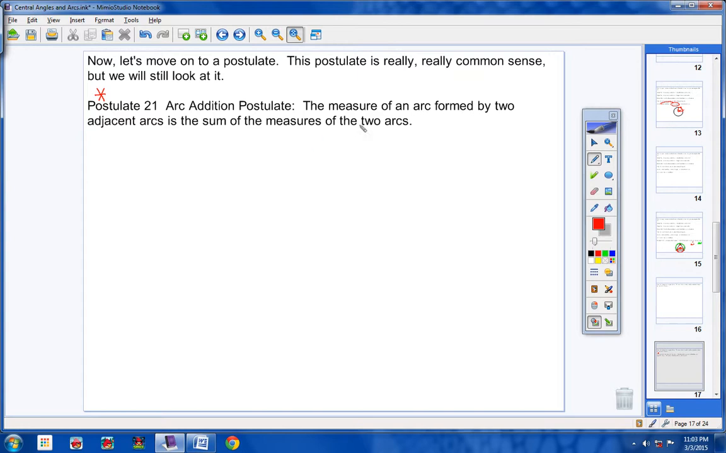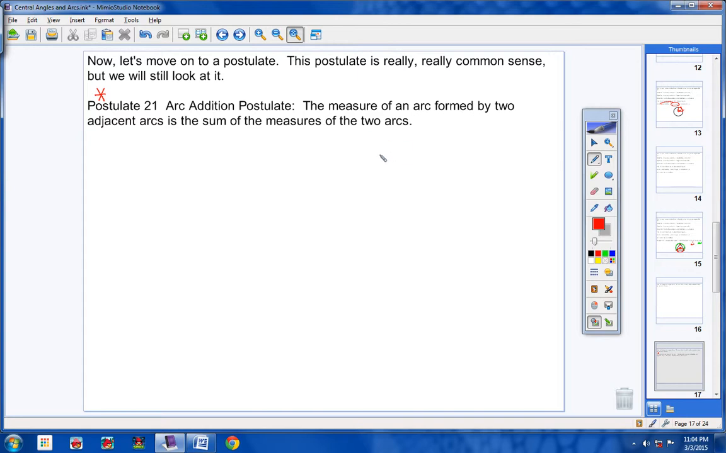I'm going to wait 1 minute while you copy this down, okay? Please copy this down, then I'll explain what it means. The measure of an arc formed by two adjacent arcs is the sum of the measures of the two arcs. Okay, please finish copying this down if you've not done so.